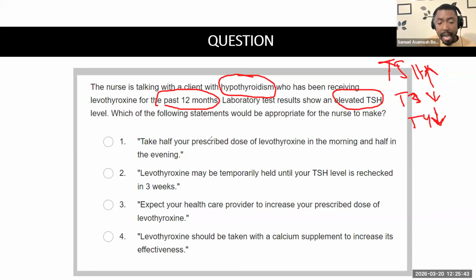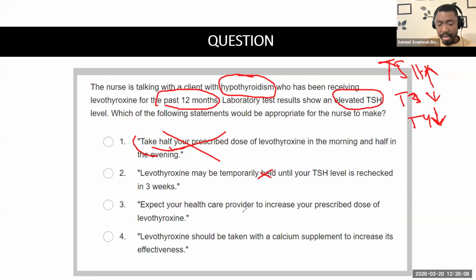Option 1: take half your prescribed dose of levothyroxine. So the full dose is even not working, then you want to take half? I don't think we will like it. Levothyroxine may be temporarily halved until your TSH level is rechecked in 3 weeks. I don't know that. I've not studied about that. I don't know, so I won't pick it yet.